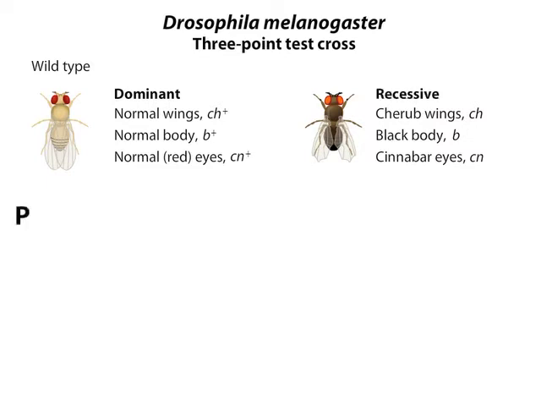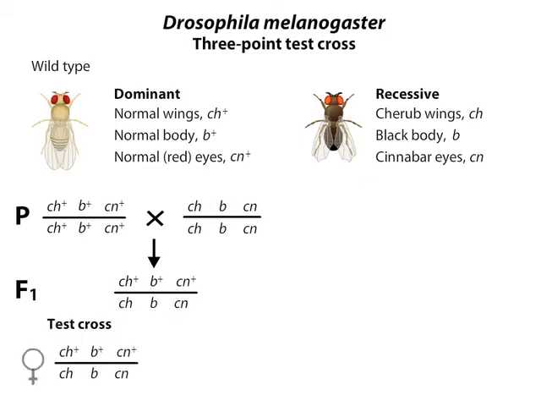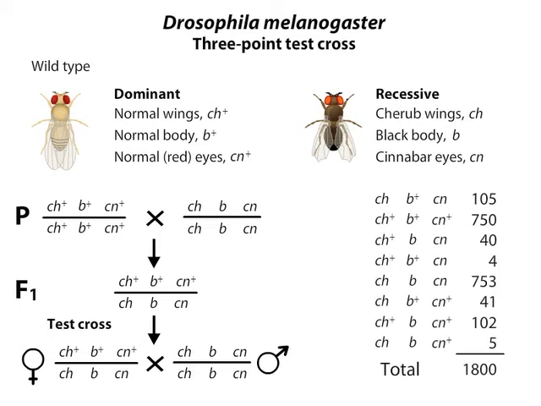To start, homozygous wild-type flies were mated with flies that were homozygous recessive at all three genes. The resulting F1 progeny were therefore heterozygous at all three genes. In a test cross, the F1 heterozygous female flies were crossed with homozygous recessive males that had cherub wings, black body, and cinnabar eyes. The progeny in this table were produced from the test cross. Because all the flies had inherited only the mutant alleles from the male parent, these gene designations show which alleles were inherited from the female parent.